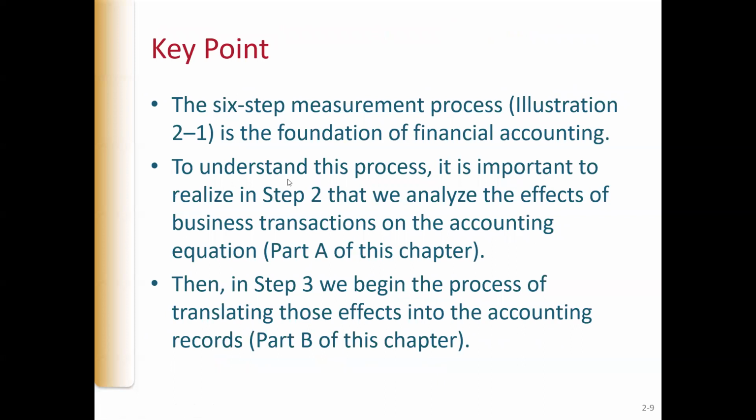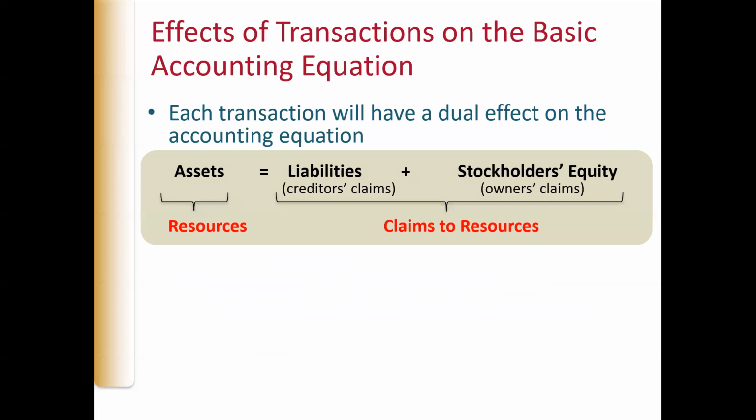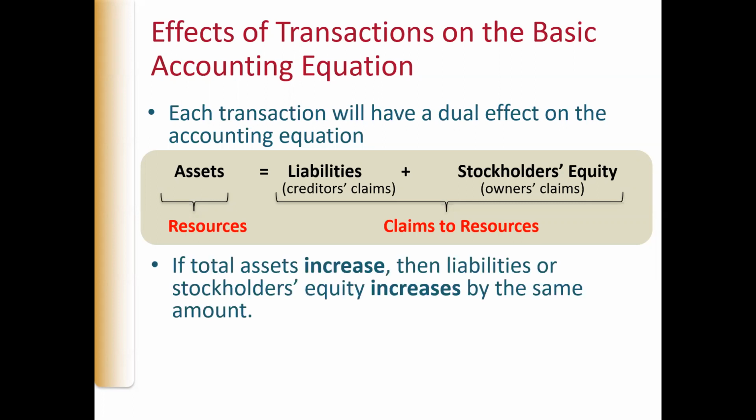So as we're learning here, this 6-step measurement process we saw earlier is going to be the core of financial accounting. We're going to take various transactions and work with them so you can see how this happens. Each transaction is going to affect the accounting equation. Each transaction will have what we call a dual effect on the accounting equation.